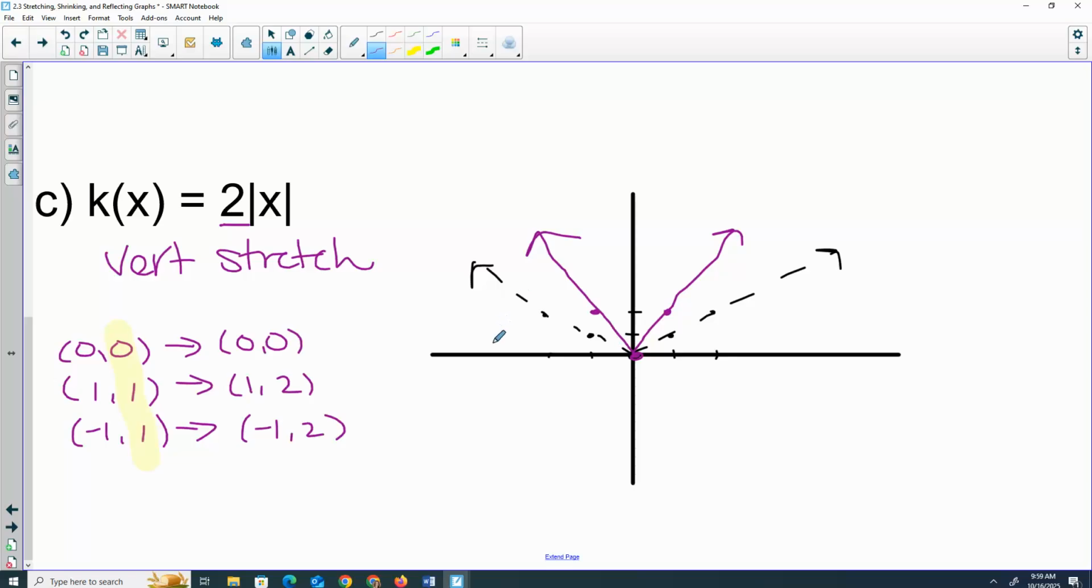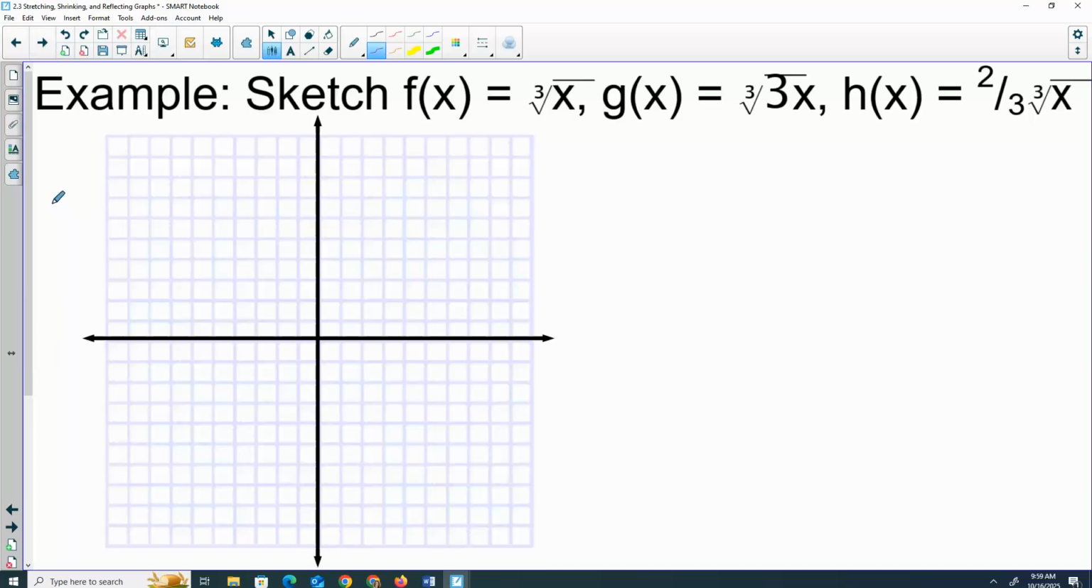All right. Any questions there? All right, let's try this one. So my parent function is the cube root. What's that graph look like? Well, not only, that's a square root is what you're thinking of.